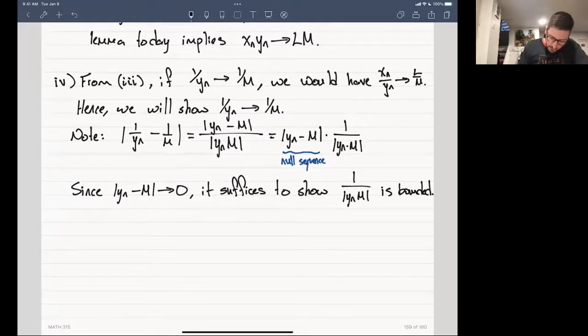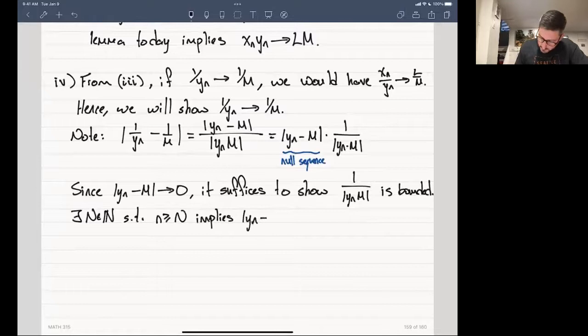Okay, so now there exists a capital N such that n greater than or equal to N implies that the absolute value of yn minus m is less than the absolute value of m over 2, right? So m could be positive or negative. So we want to make sure that this thing is positive here because this is an absolute value. Again, the lemma is assuming m does not equal 0. So this is in fact a positive number.